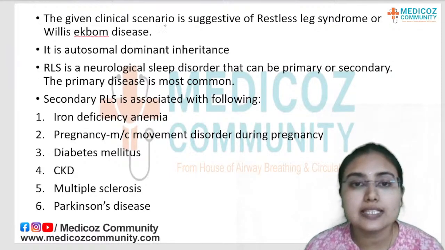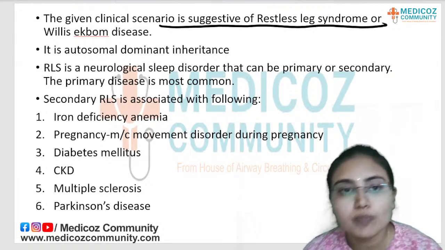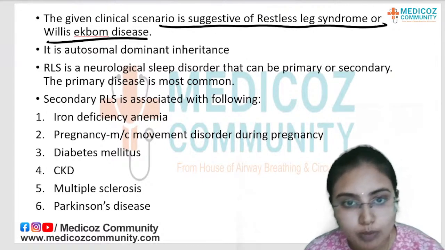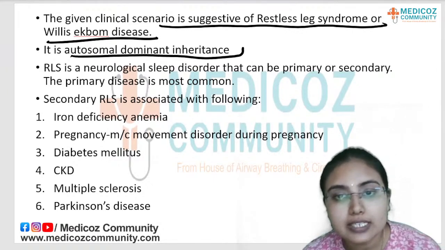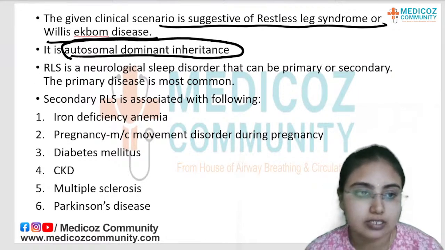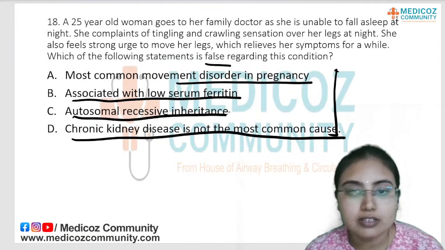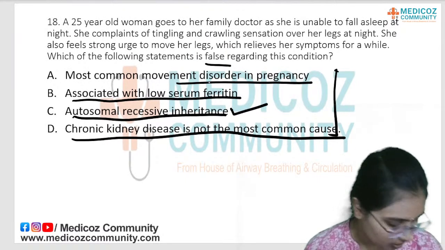Okay, the given clinical scenario is suggestive of restless leg syndrome or Willis-Ekbom disease. Okay, it is autosomal dominant inheritance. Please remember, it is an autosomal dominant inheritance. So you have already got your answer here. The answer is option C, autosomal recessive inheritance.